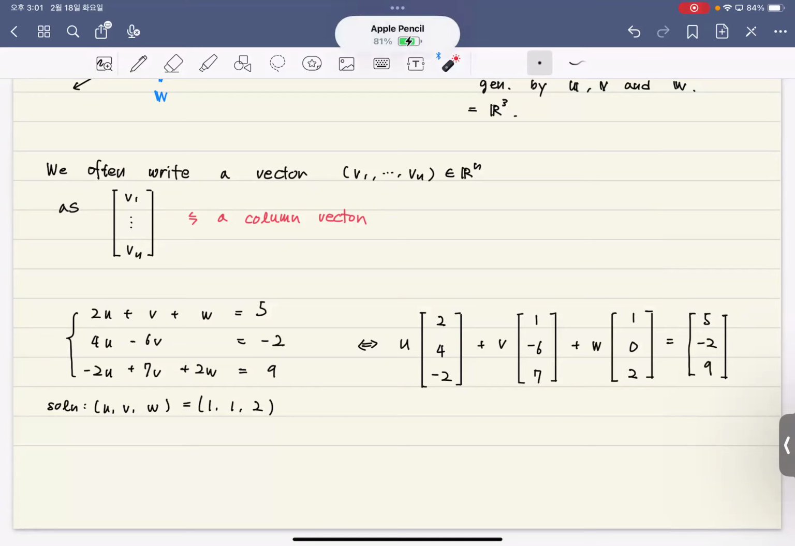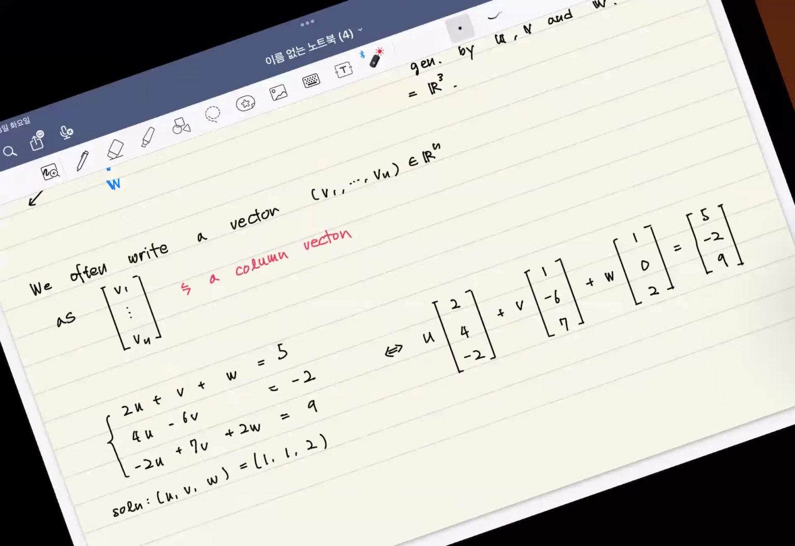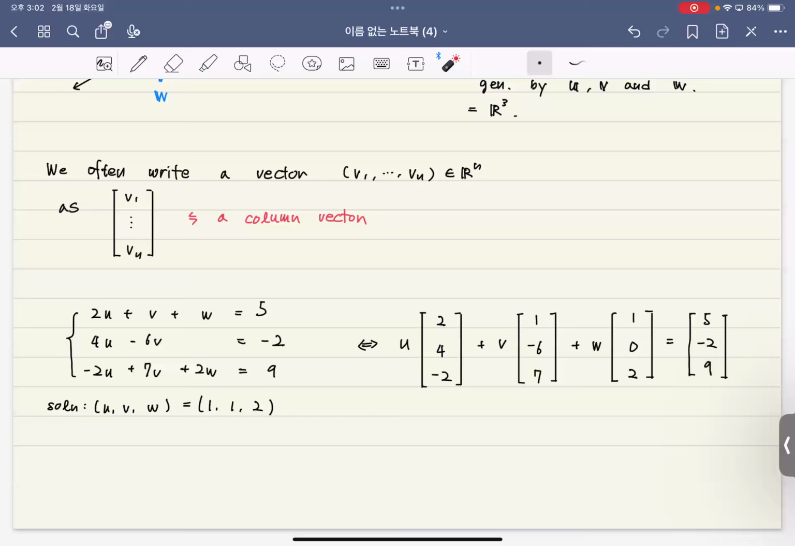Since we are living in a world of Desmos, let me try to visualize this.